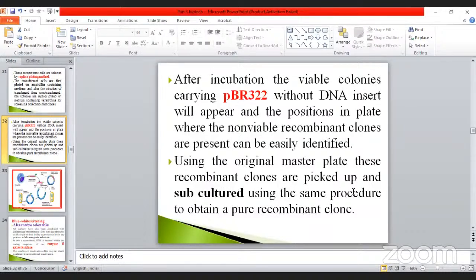Then, using the original master plate, these recombinant clones are picked up and subcultured. Which one is viable in nature? Already on our board, tissue culture. Take an example of any one of the microbial cultures, like serial dilution and liquid broth culture, and so many cultures. What is the meaning of subculture? You already know, but I will show you. Then only it will be better for your understanding.